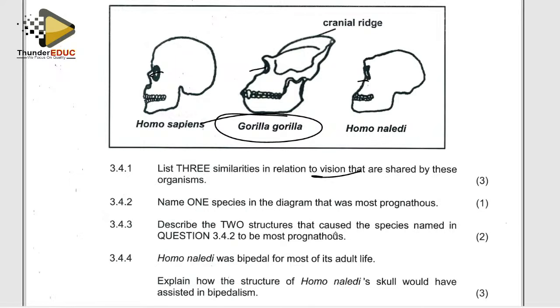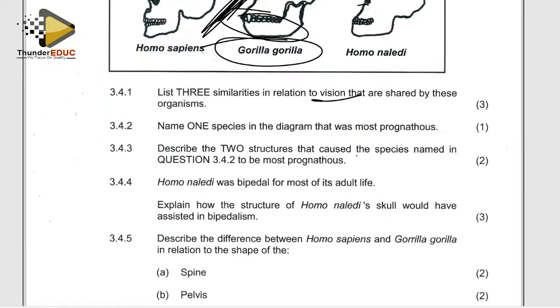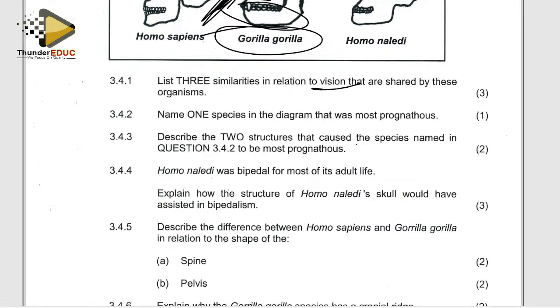Describe two structures that cause the species to become prognathous or more prognathous. First of all, we talk about the protruding jaws. Secondly, we talk about the flat face. The face is flat, therefore the protruding jaw, and then the flat face. Those are the characters. We can also talk about the position of foramen magnum, but they said two. All right.